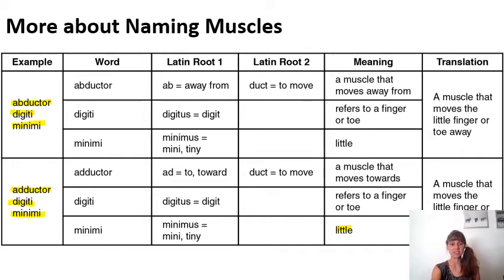The word digiti comes from the Latin root that means digit, and this refers to a finger or a toe. And then minimi comes from the Latin root minimus, which means mini or tiny. So we're talking about the little toe or little finger, pinky toe, pinky finger. So abductor digiti minimi would be the muscle that moves the little toe or finger away from midline. And then we can do the same thing with adductor digiti minimi.